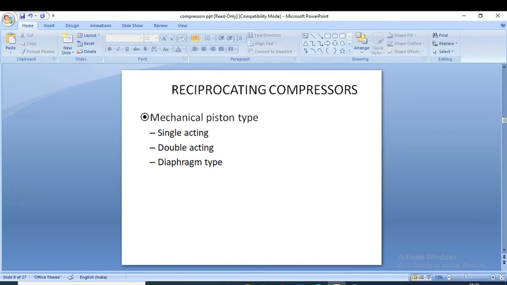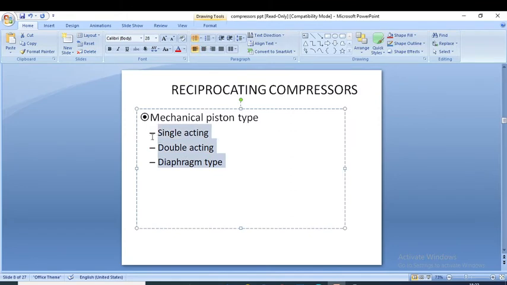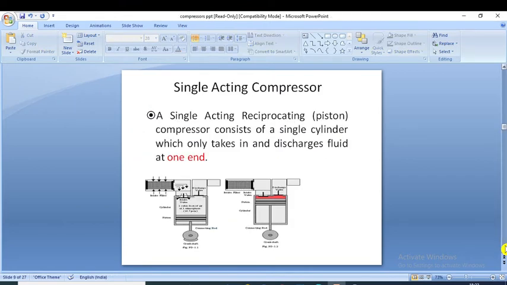Then we are going to see the reciprocating compressors. So a reciprocating compressor has three types: single acting compressor, double acting compressor, and diaphragm type compressor. A single acting compressor is a compressor which has entry on only one side of the piston. But in the case of the double acting reciprocating compressor, the entry of fluid is on both sides of the piston. Again, we have a third type, which is known as the diaphragm type compressor.